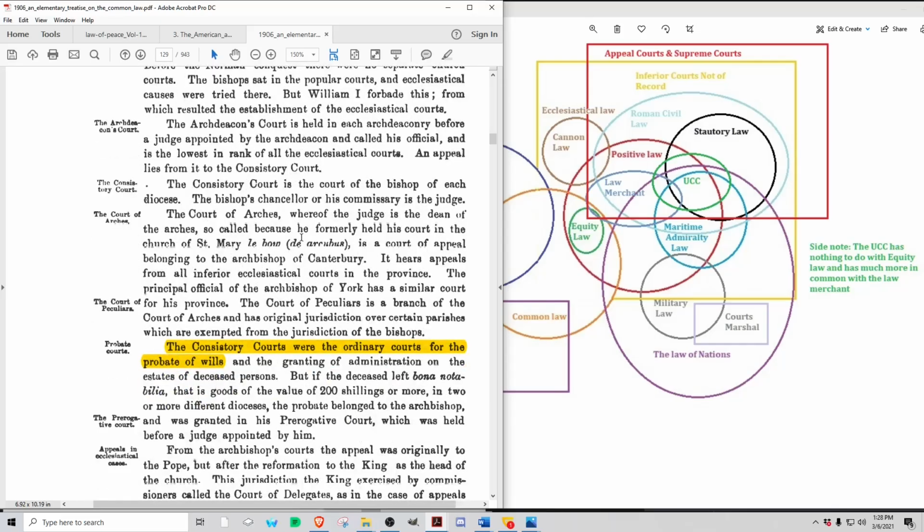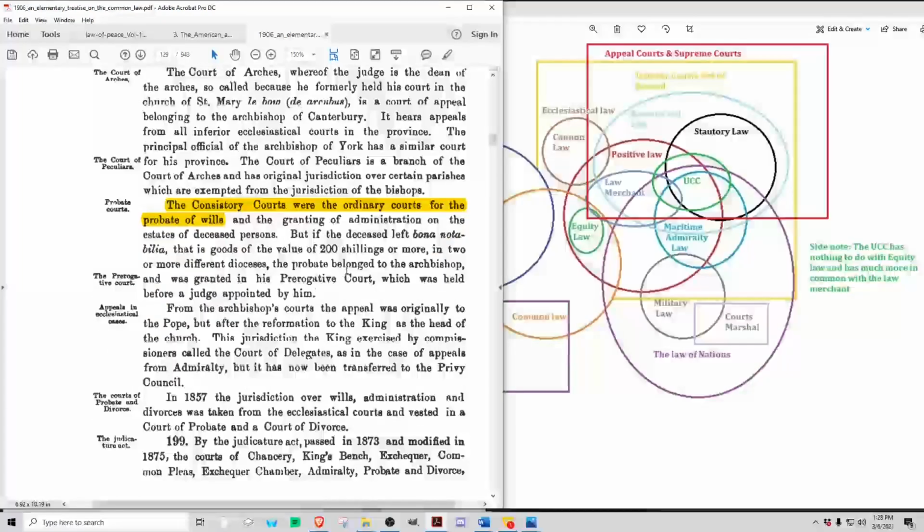The court of arches, whereof the judge is the dean of arches, also called that because he formerly held the court of the Church of St. Mary, is a court of appeal belonging to the Archbishop of Canterbury. He hears appeals from all inferior ecclesiastical courts in the province. The principal official of the Archbishop of York has a similar court, yada, yada, yada. Anyway, I'm getting into the point where, guess what? Probate courts. The consistory courts were the ordinary courts for the probate of wills.